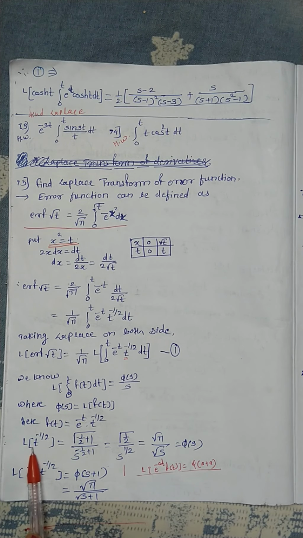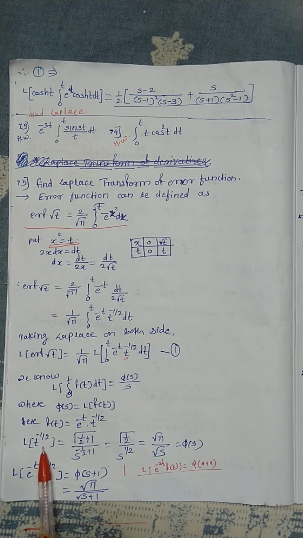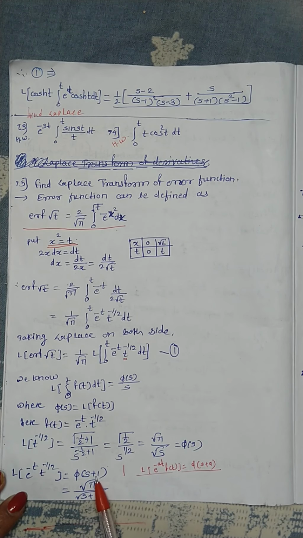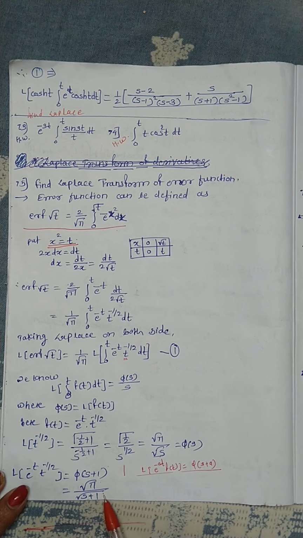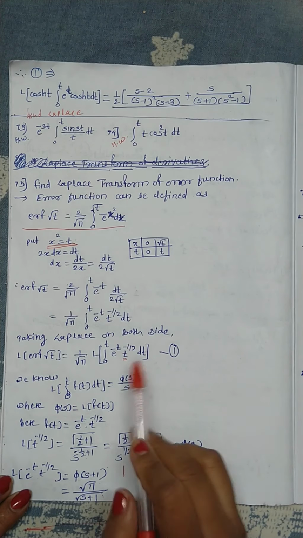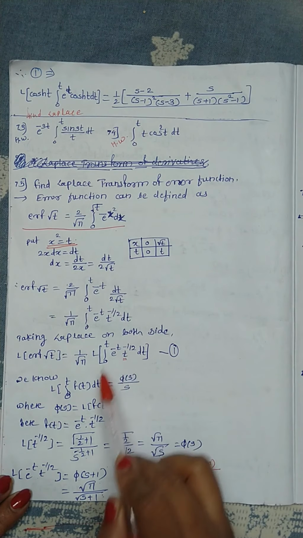First we have calculated Laplace of t raised to minus half. Now multiply by e raised to minus t, it becomes phi of s plus 1, the opposite of minus 1 is plus 1. What is phi of s plus 1? Here replace s by s plus 1 only. That's why the answer for this, root pi is a constant as it is, over root of s plus 1. Okay. Now we just calculated the Laplace transform of this integrand this way.